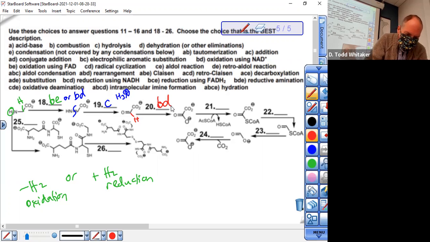And then we're making a bigger molecule and losing this little guy. We did that on our previous condensation. Where'd you go, condensation? Not covered below, E. Not a Claisen or an aldol. And then I'm losing CO2 again. That seems to be a popular theme in biochemistry, huh? Losing CO2. Decarboxylation.